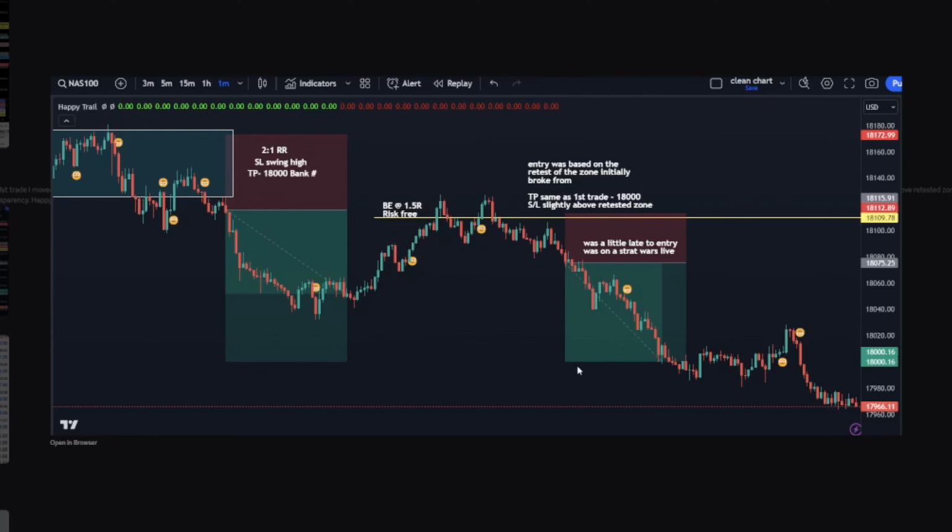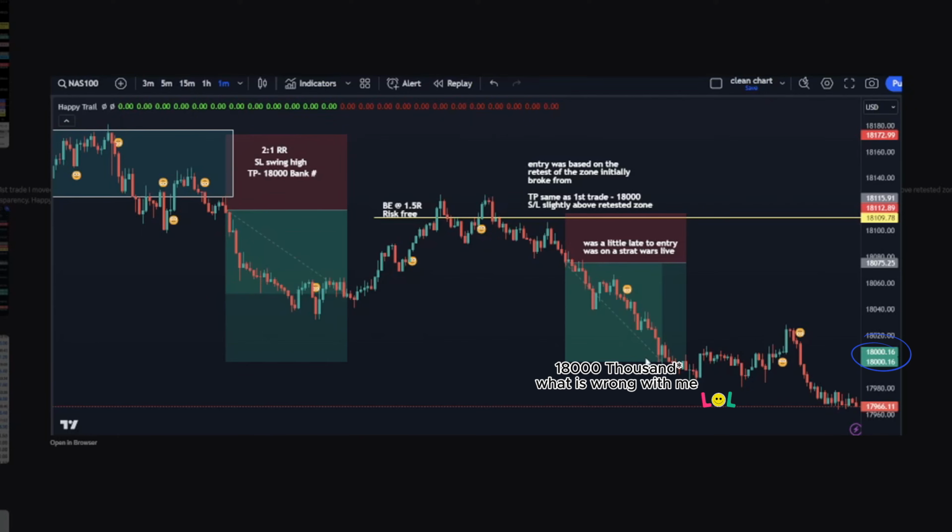And then targeting the same 1800 number that I was trying to get over here because I still believed in that bank number. I just moved my stop loss here, my trailing stop, and it just was unfortunate where my entry was because of where it retested. But nonetheless, it all worked out perfectly fine because I ended up getting the 1800 for my take profit.